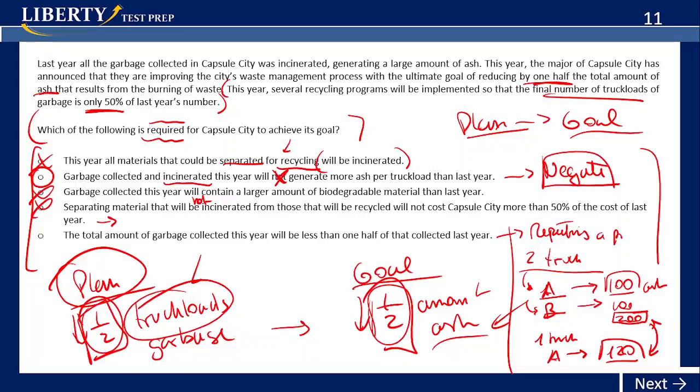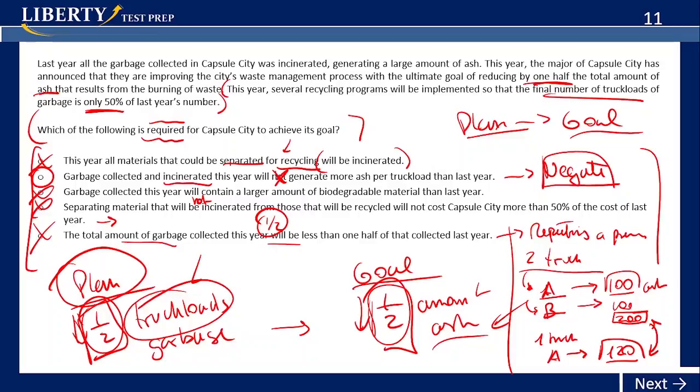If here we assume that this amount of garbage will be decreased by 1/2, that would be the same thing as saying that the plan is to decrease the number of truckloads to 1/2. The same thing. So it doesn't offer anything new. And if it doesn't offer anything new, then that can't be the answer, because the answer must be something new, right? Something that supports the argument, something that links the facts to the main conclusion, okay? So the answer here is B.